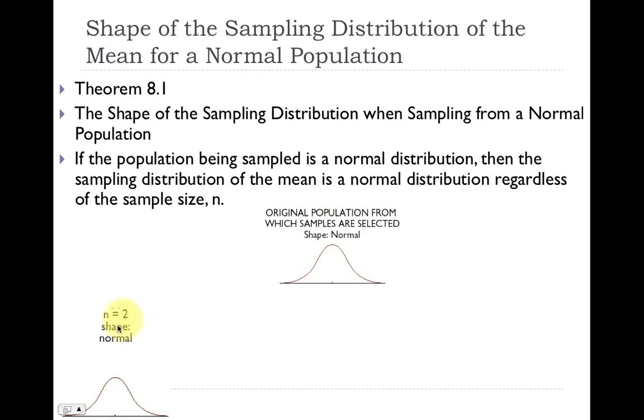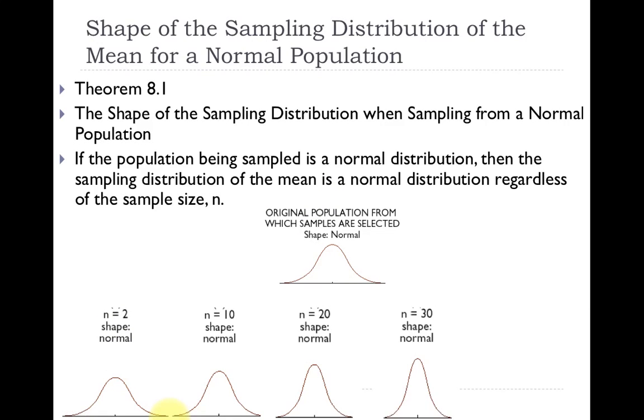So when n is 2, you still have a symmetric bell-shaped curve. When n is 10, you have a bell-shaped curve. When n is 20, you have a bell-shaped curve. When n is 30, you have a bell-shaped curve. When n is 100, you still have a bell-shaped curve.